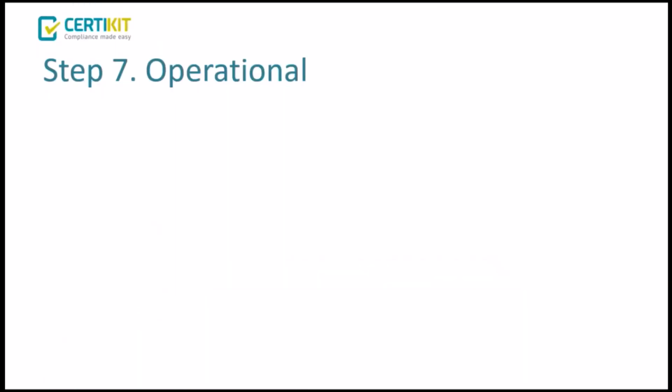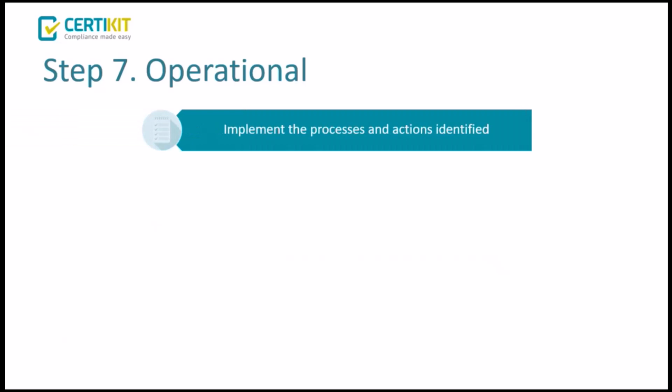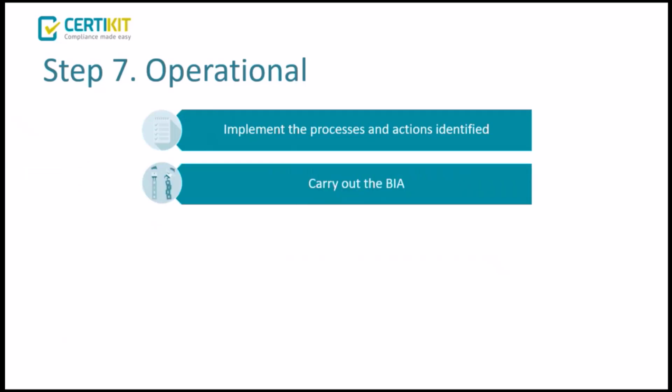Step 7. Now that we've done all the planning for risks and opportunities, and we've done the documented information that is required, we'll now look at the implementation of those processes and those actions identified to, first of all, address the risks and opportunities that we identified previously, and also how we're going to mitigate those risks. We've identified these, and we do that by carrying out a business impact assessment.